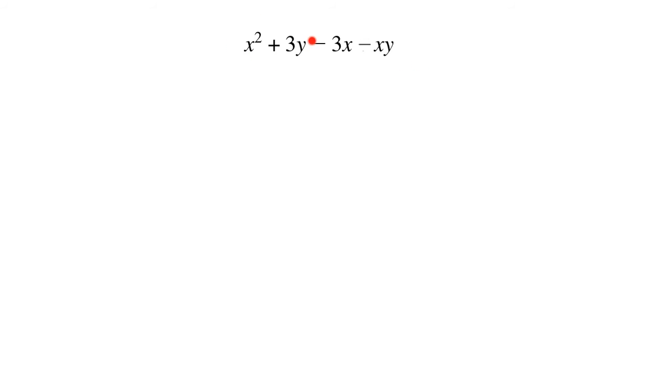So if we group the first 2 terms together, x squared plus 3y, there's no common factor that we can pull out, so we might have to rearrange this. X squared can probably be grouped with this minus 3x because there's an x in both terms. So if we rearrange this, I'm going to put that minus 3x right after x squared, and then we're going to put plus 3y minus xy. So from our first two terms, we can factor out an x, and in the brackets we're going to be left with x minus 3.